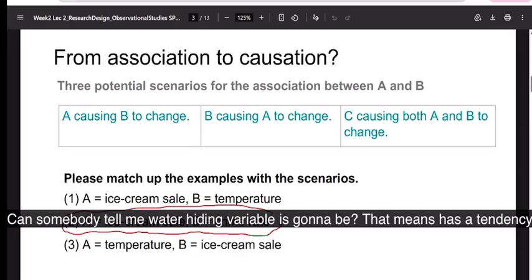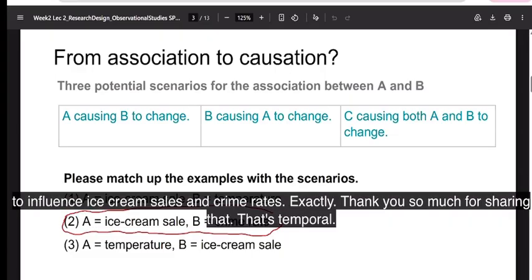Can somebody tell me what that hidden variable is that may have a tendency to influence ice cream sales and crime rates? Exactly. Thank you so much for sharing that.